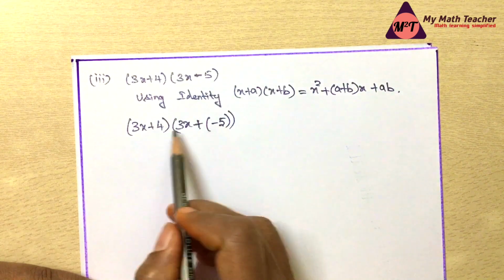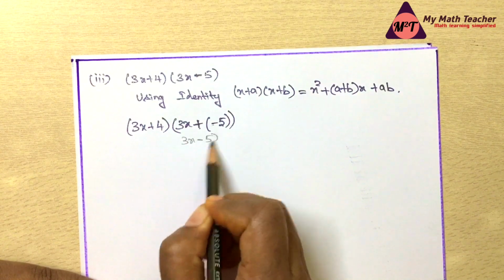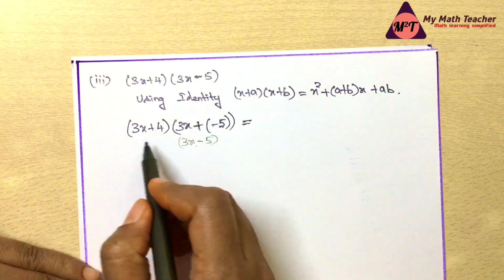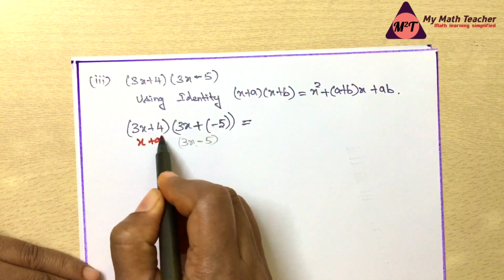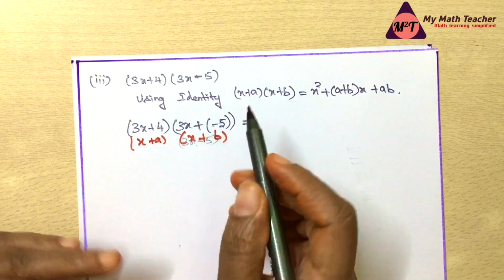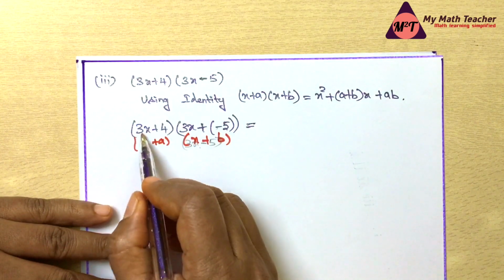When you multiply, you can see 3x plus into minus will be minus 5. The same form will be retained, so the value will not change. This is x plus a and this is x plus b. b is the minus 5. x square. In the place of x, what do we have?